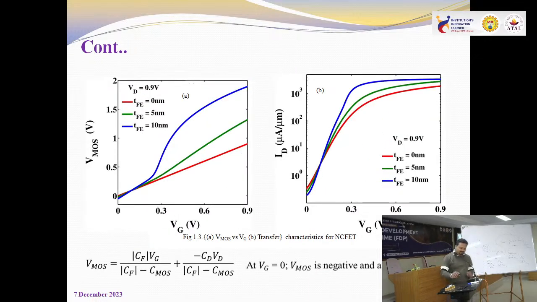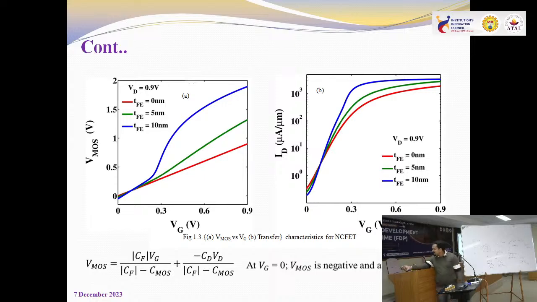Now what I want is the ID versus VG characteristic. The ultimate aim for an ID device engineer is ID versus VG. Through ID versus VG only we discuss everything. If you understand this, we have understood everything. Let's go to this red curve. The red curve corresponds to TF equals to 0 nanometer, the MOSFET. This is the on current and this is the off current.